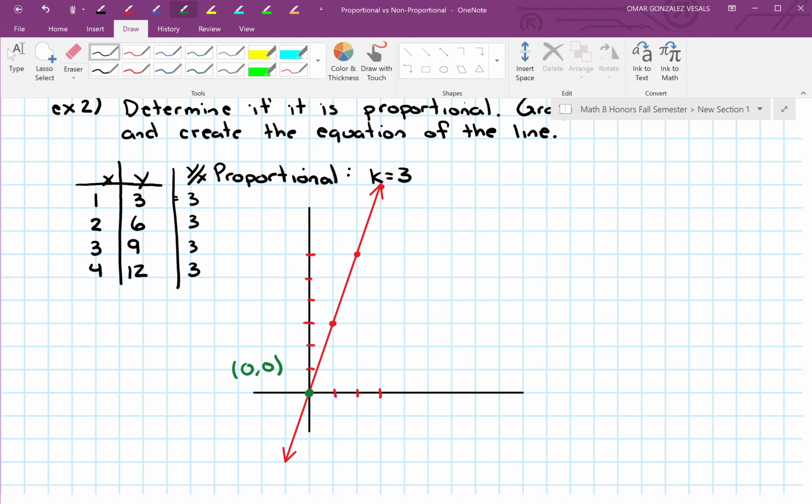To create the equation of this line, this is linear, right? So it's going to be in the form of y equals mx plus b. The only things that I need to substitute in for are m and b. What's m? It's our constant of proportionality, right? Or you can check it over here. It's your rise, change in y, which is 3, over our run, change in x, which is 1. So 3x plus what? Plus 0. Everybody okay with that? Yes. Okay.